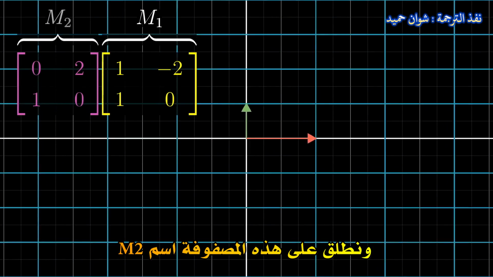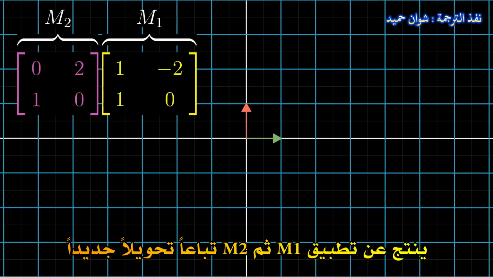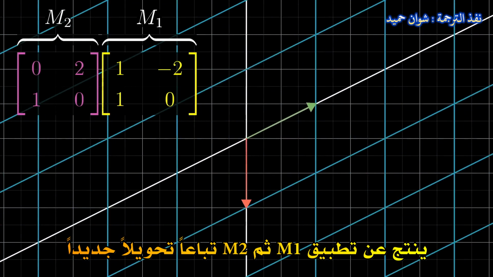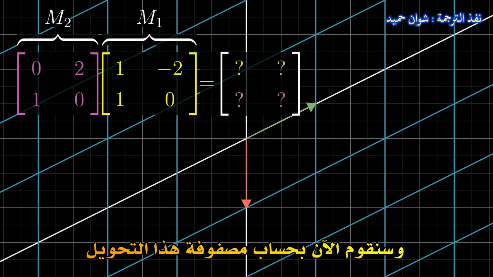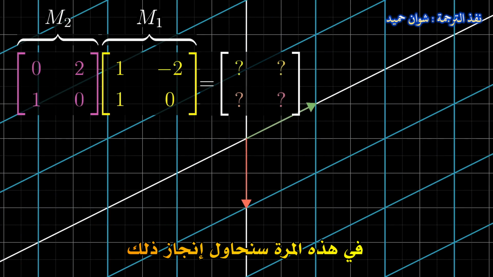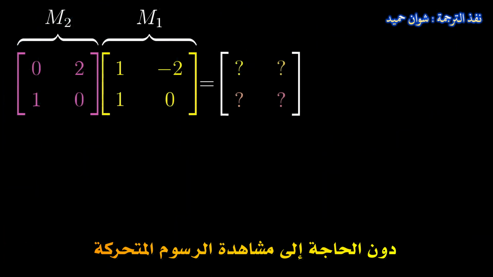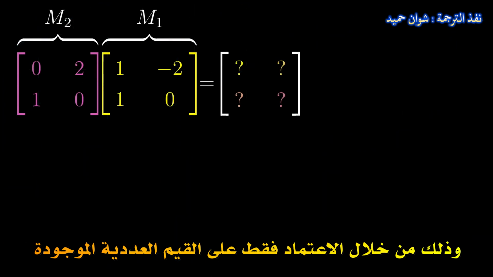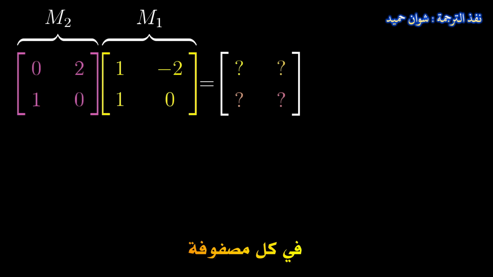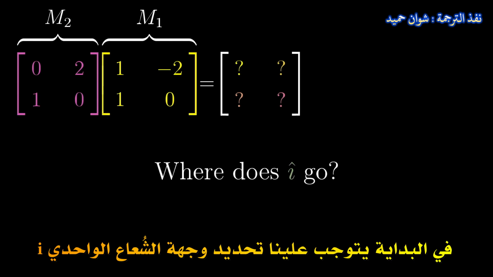And let's call that guy M2. The total effect of applying M1 then M2 gives us a new transformation, so let's find its matrix. But this time, let's see if we can do it without watching the animations, and instead just using the numerical entries in each matrix. First, we need to figure out where I hat goes.